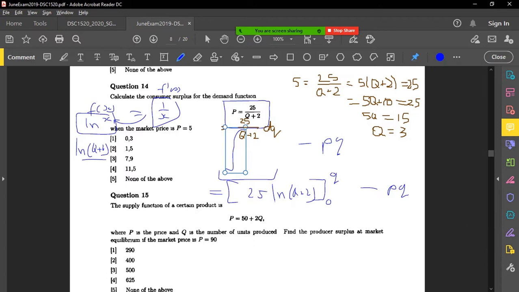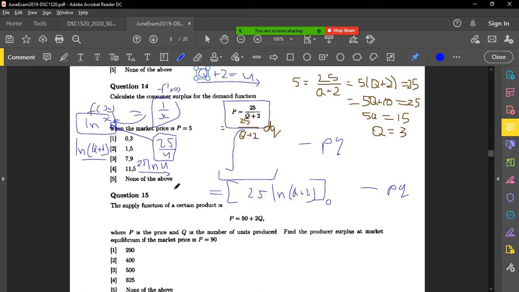Okay, I just want to ask you quickly. The first step that we did was using u. What did you set u to? So u was q plus 2. Yes. So then you have 25 over u, and in terms of its function that would be ln u, 25.